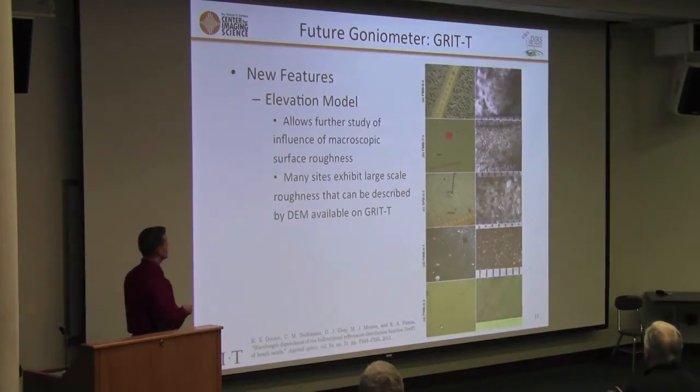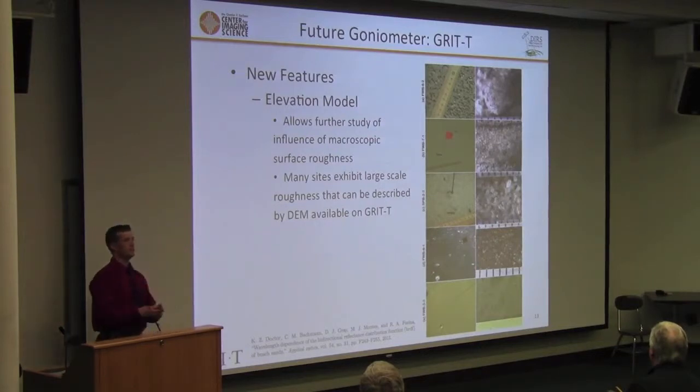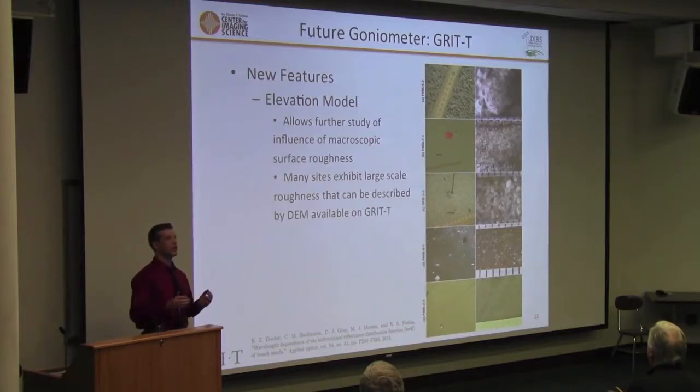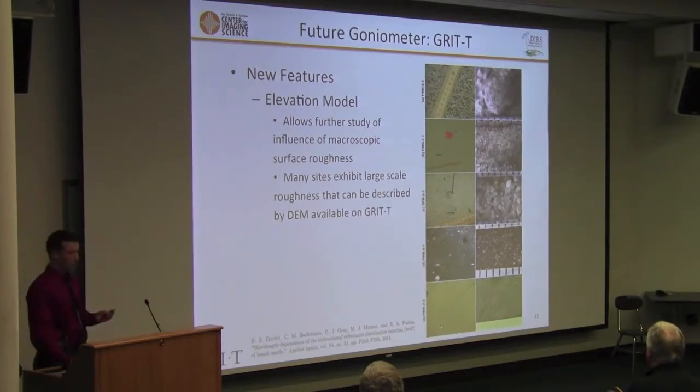Another feature is the elevation model. The elevation model allows for the study of macroscopic surface roughness. So something that Dr. Bachman is interested in with these radiative transfer models is also understanding the macroscopic roughness. If you're measuring the BRDF of gravel or something like that, the height of those objects can induce shadows in certain directions that can adjust the reflected light and change your BRDF. And since a lot of our sites exhibit this large-scale roughness, we wanted to be able to actually describe it with this DEM. We can do that down to, like I said, about 2 millimeters or so.